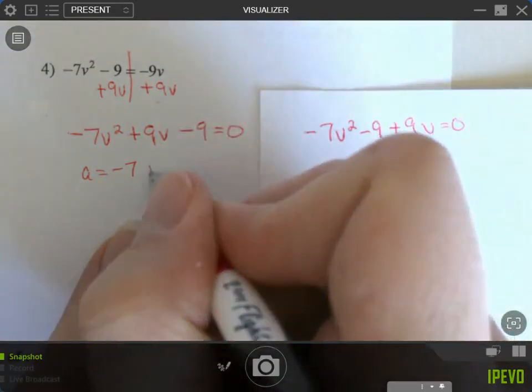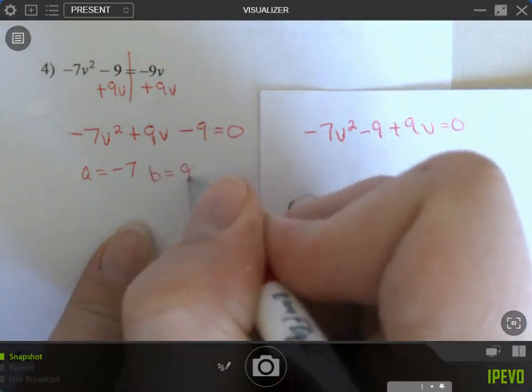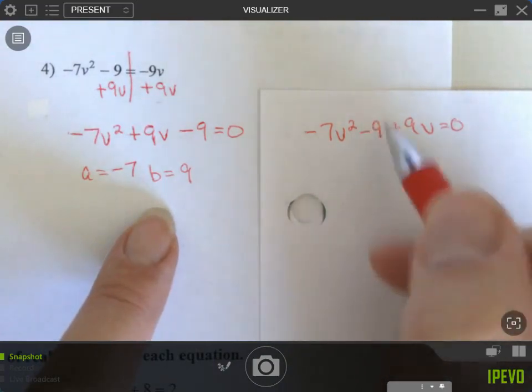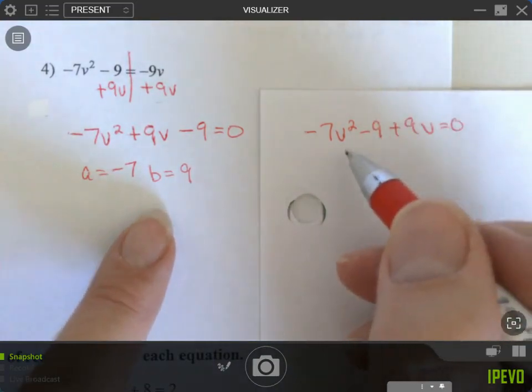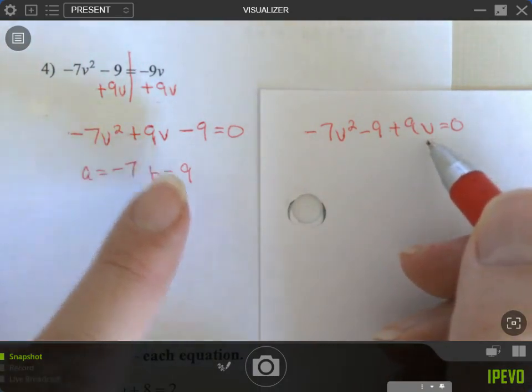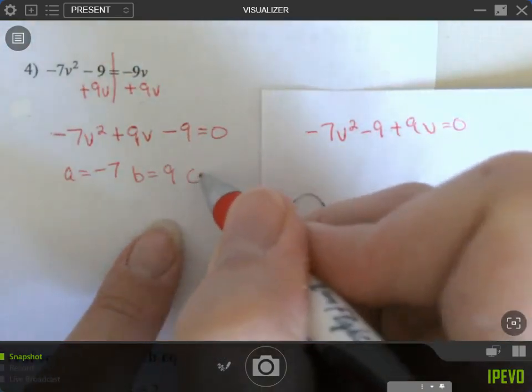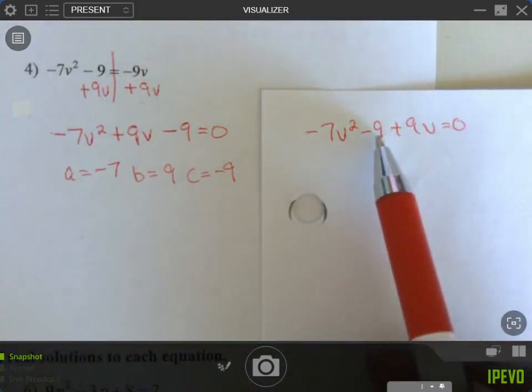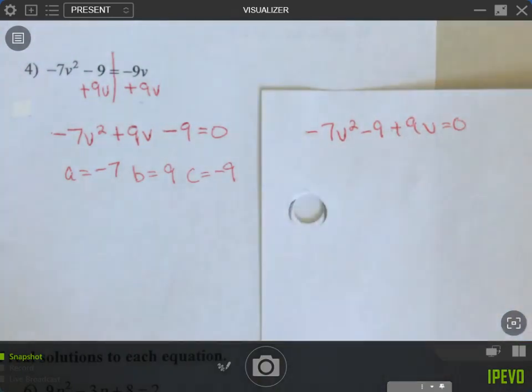What should the b value be? Positive 9, because it's paired with v. But a lot of people were looking at this and saying it's -9. So you need to pay attention. Here's my v squared. Here's my v. And then c is my constant, which is -9. That's why we put it in standard form, so we don't mix up the values for a, b, and c.